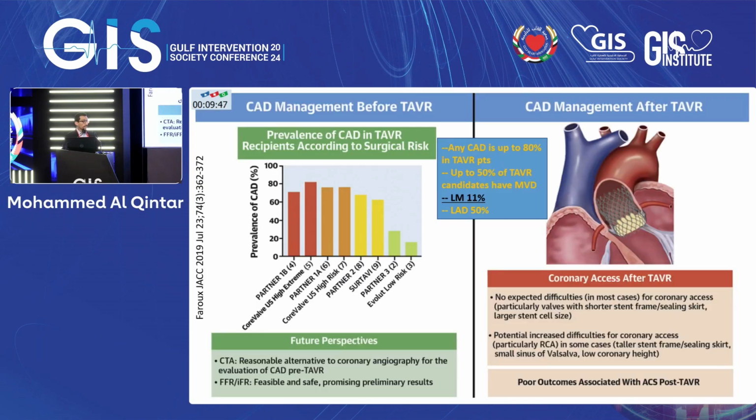CAD is very common in the TAVR population. The earlier trials, obviously, were higher risk, so the CAD prevalence was very high, up to 80%. As we went and did TAVR on lower risk patients, it's gotten down into the 20% range. Since our talk is about the left main, in the TAVR population it is about 11%. There's about a 50% chance of having an LAD lesion if you are working up somebody for TAVR.